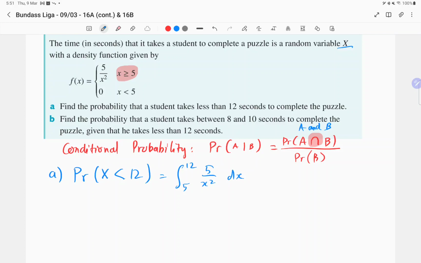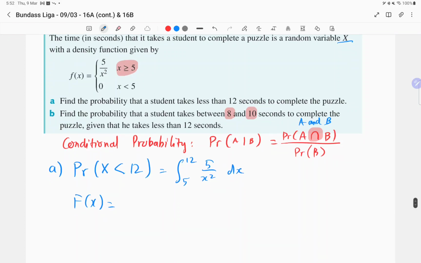Now, for conditional probability questions, I would prefer to use the big F notation because later on you have limits of 8 and limits of 10. So you've got limits of 12, 5, 8, and 10. There are 4 limits. I prefer to use the big F notation. So let's calculate big F. Big F of x would then just be an antiderivative.